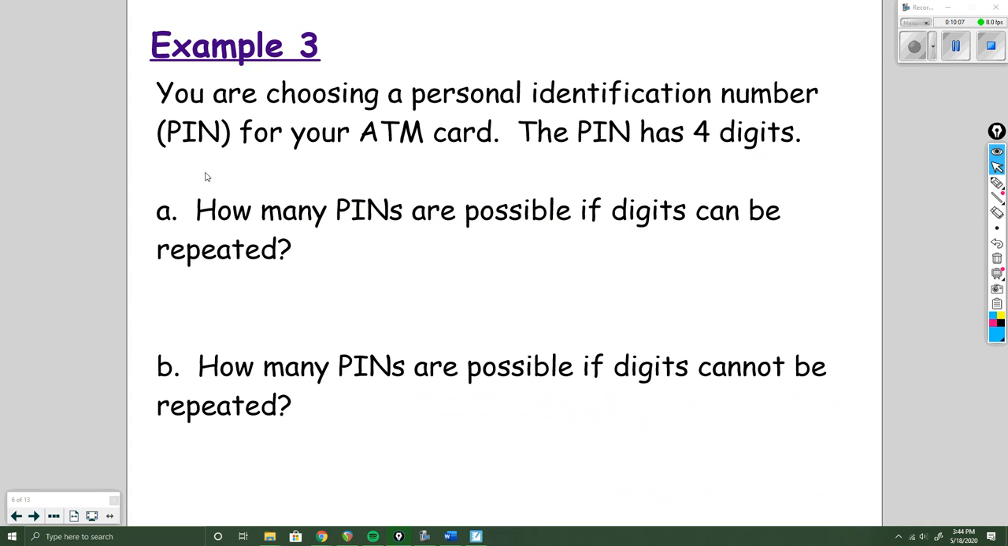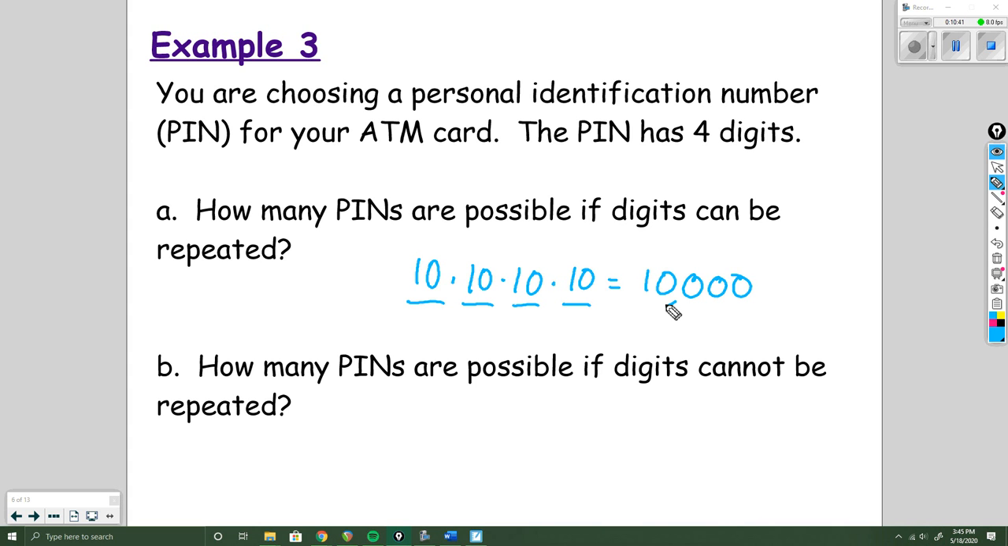Now let's talk about PIN numbers. We're choosing a personal identification number for our ATM card, and let's say our PIN has 4 digits. We want to figure out how many PINs are possible if digits can be repeated. So the amount of digits we have to choose from is the same. We have 10 digits, so that's 10 possibilities for the first character in our PIN. And then if they can be repeated, we still have 10 options for the second, the third, and the fourth character. This would give us 10,000 different possibilities for our PIN.